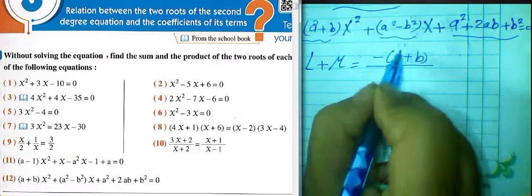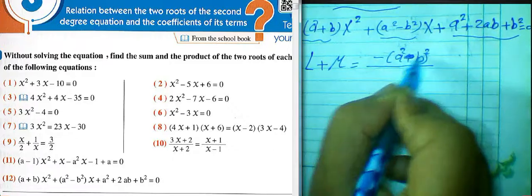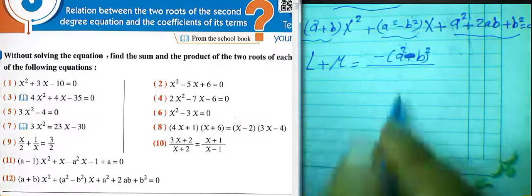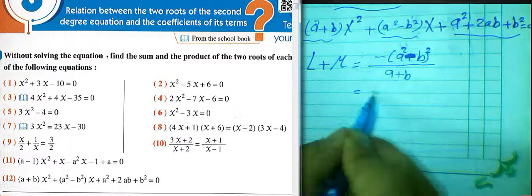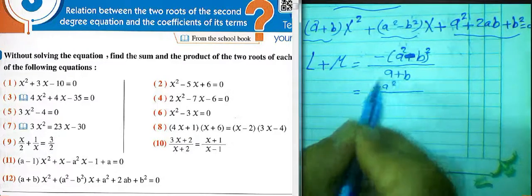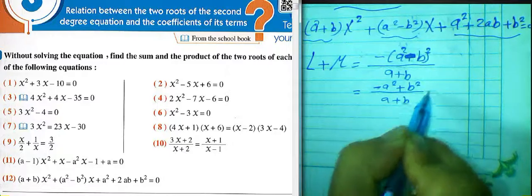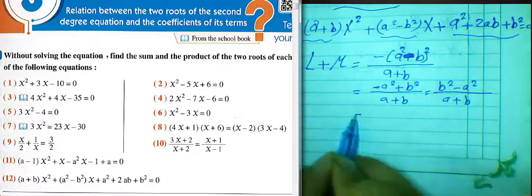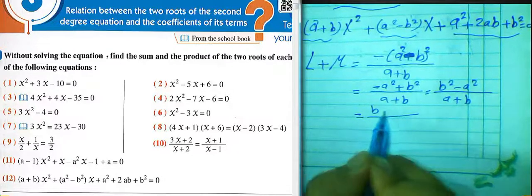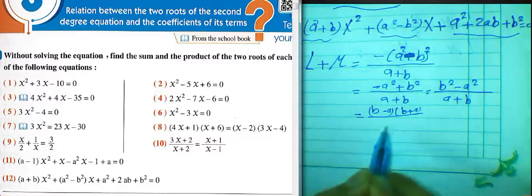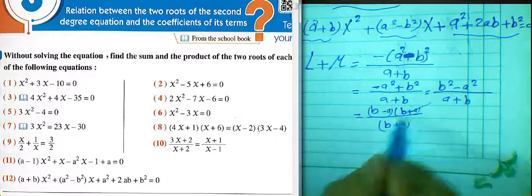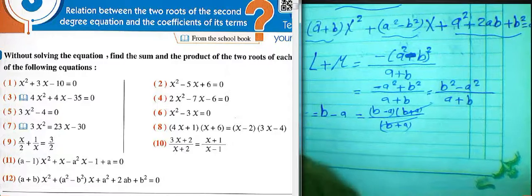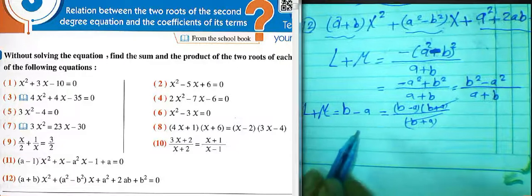Negative a² minus b², sorry. Okay, the coefficient of x is negative (a² − b²) over a + b, and we can simplify it: negative a² plus b² over a + b. We can write it as b² − a² over a + b, and then we can simplify the numerator: (b − a)(b + a) over (a + b), and we can cancel it, and then the result will be b − a. So the sum of the two roots equals b − a.